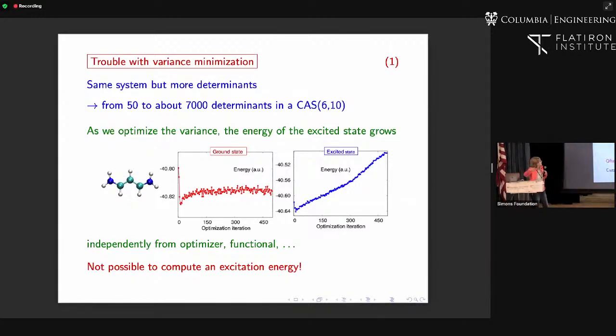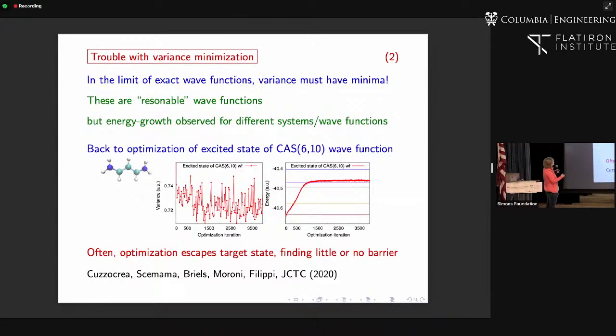Of course, we know that if you have a very large expansion, going to the limit of exact wave functions, we should have minima. I mean, the variance has minima. But here, we're using a reasonable wave function. What we find, if you go to a very large number of iterations, like 3,500, is that the energy finally settles to a much higher value. So it appears that the variance minimization is escaping the target state, finding essentially no barrier. Also, if you reduce significantly the error in the sampling, making longer and longer simulations.